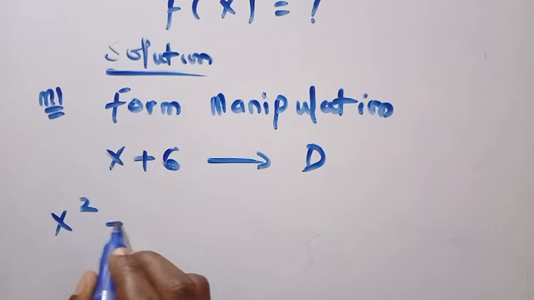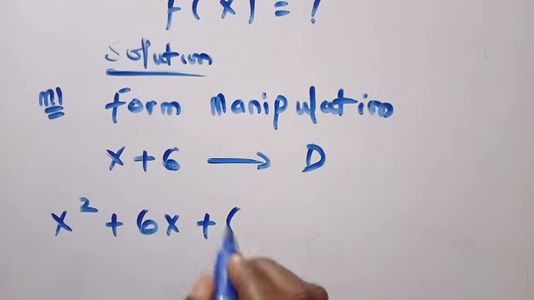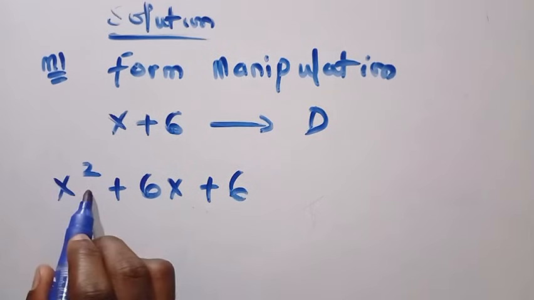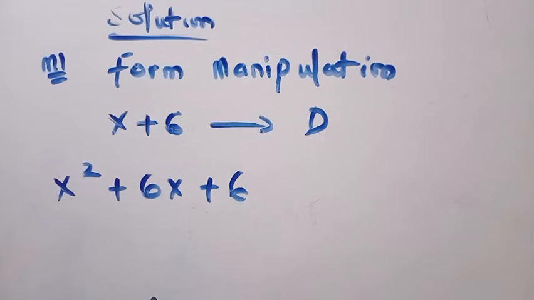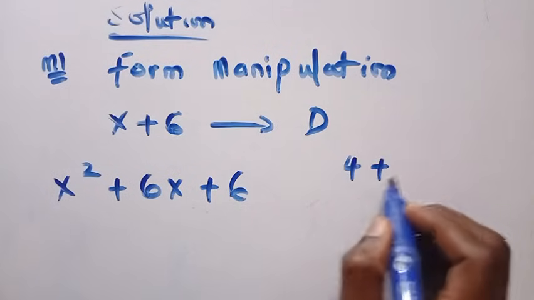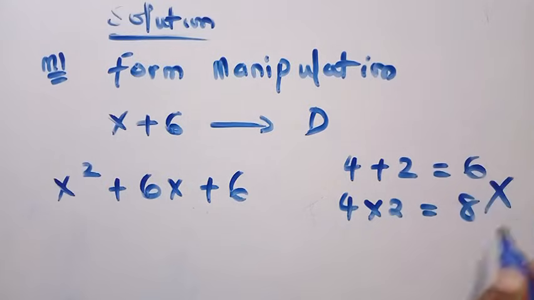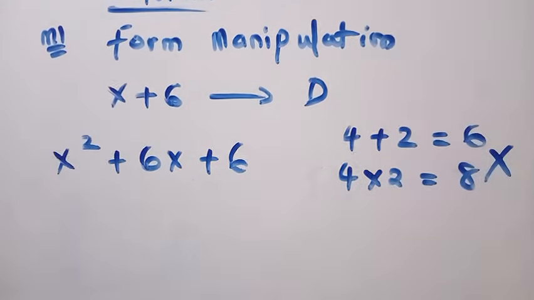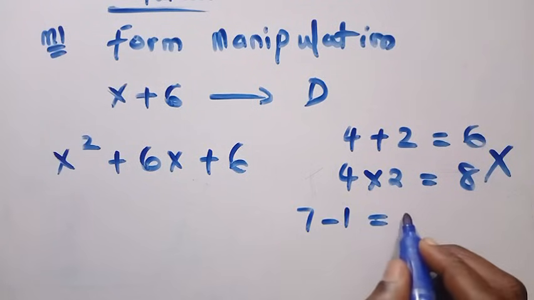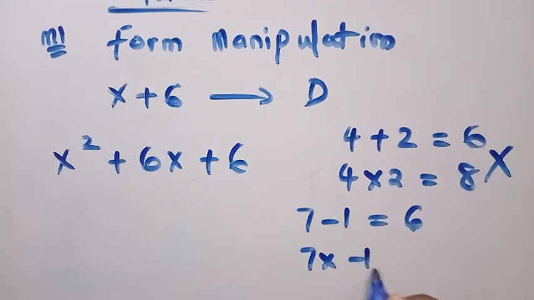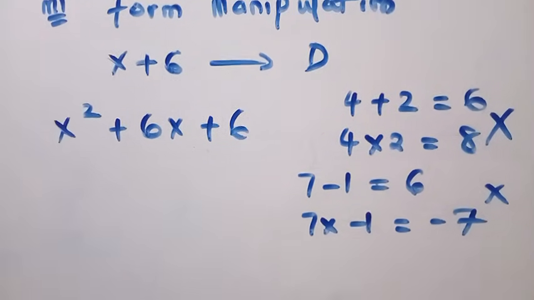Here we have x squared plus 6x plus 6. We want to factorize this, but what we have here is not factorizable. Looking for two numbers, suppose we say 4 plus 2, this gives us 6, but 4 times 2 gives us 8. So this does not work. If you say 7 minus 1, this equals 6, and 7 times minus 1 equals minus 7. So this does not work as well. Even if we say 5 plus 1, that gives us 6, and 5 times 1 does not give us 6. So this method does not work.